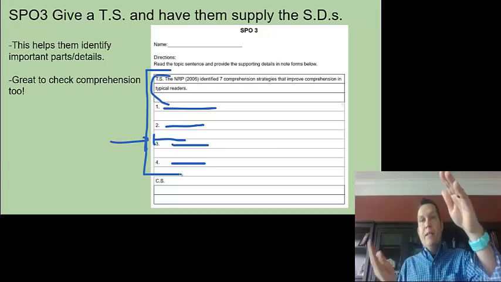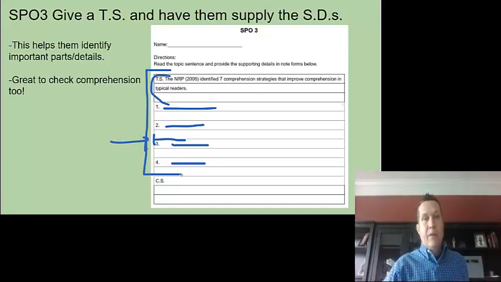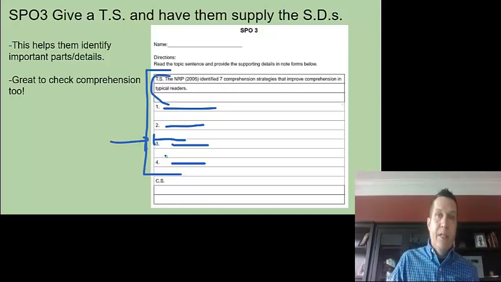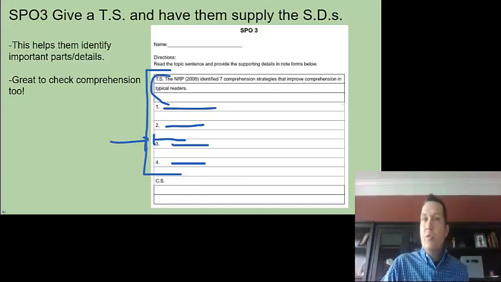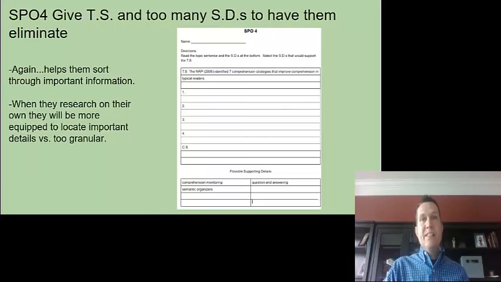So you supply the topic sentence, and kids are going to give you supporting details that would fit with that. It can go with what you've been reading, or you can pick a topic that they're familiar with as well for your opening examples.